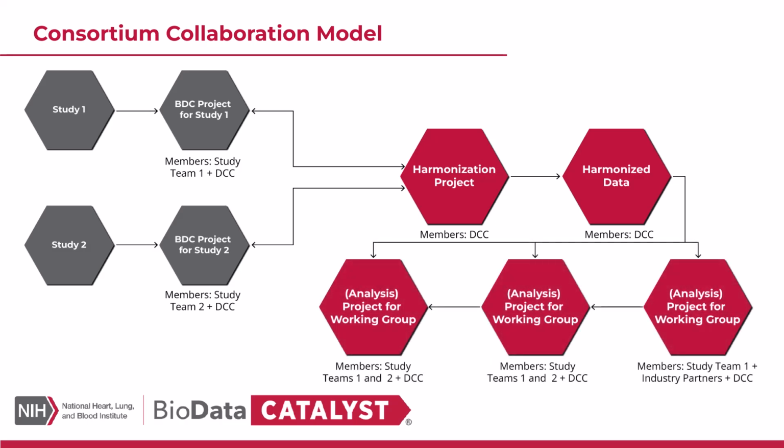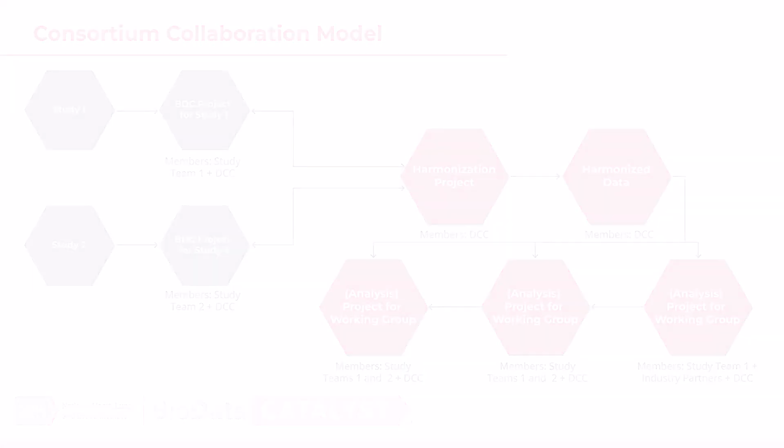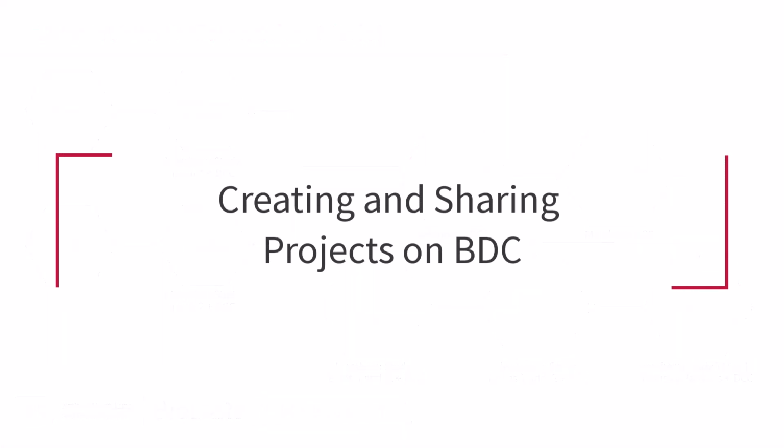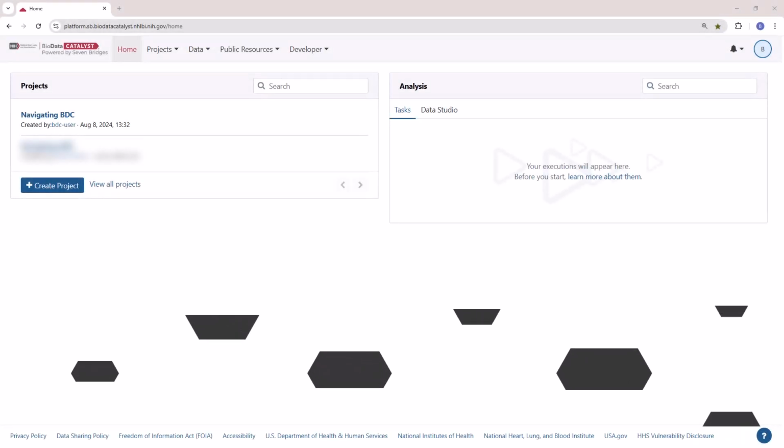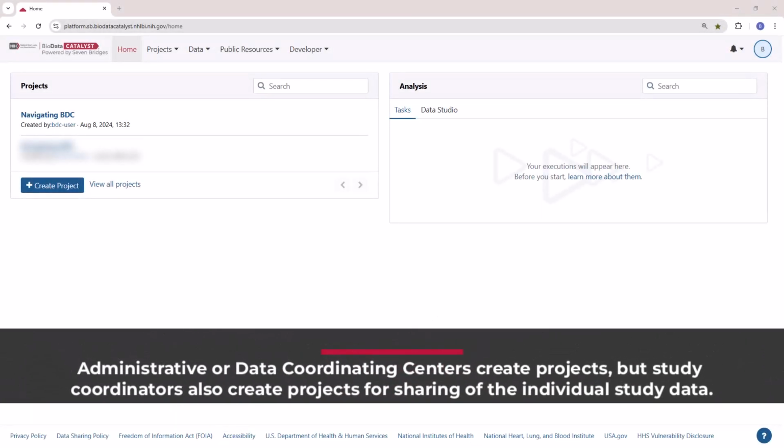Subsets of the harmonized data necessary for a specific task can then be provided to consortium working groups, which consist of members across studies and supporting centers. This project-based model enables limited distribution of data and methods to authorized individuals based on their role in the consortia. Typically, the administrative or data coordinating centers for your consortium will create the projects for the studies or purpose-specific consortium tasks, but study coordinators can also create projects for responsible sharing of the individual study data.